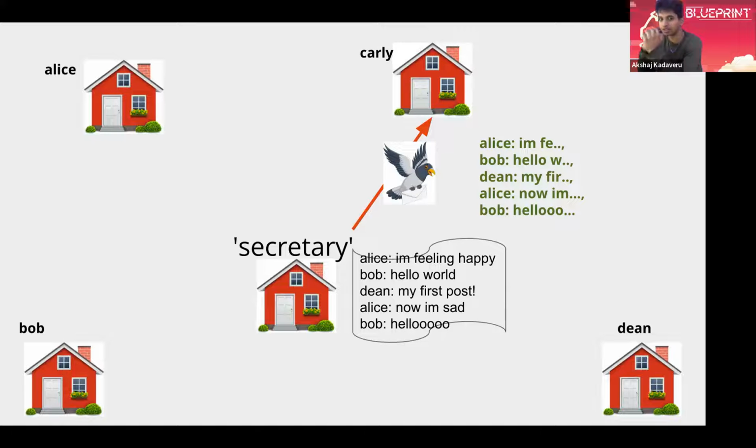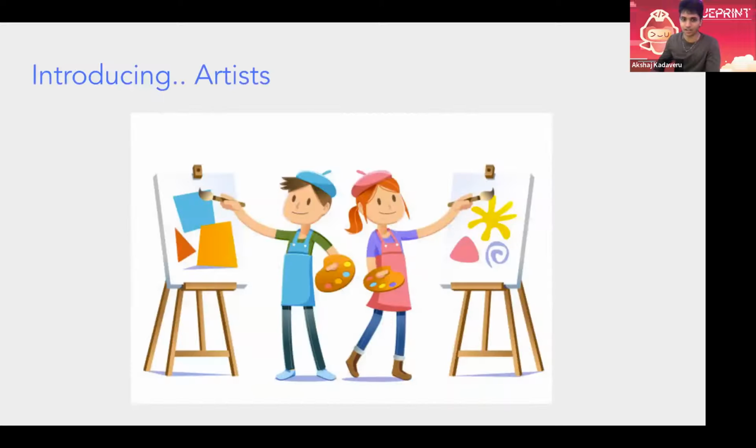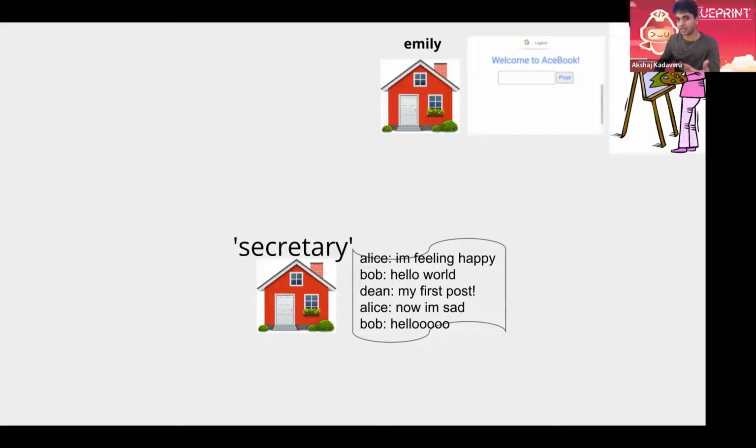Ideally they would be looking at a nice graphical layout of all the posts. They want to see facebook.com, they want to see the actual good UI, the good look of everything. So each of these people, Alice, Bob, Carly, and Dean, we're going to hire their own private artist. So for example, Emily here has her own private artist.